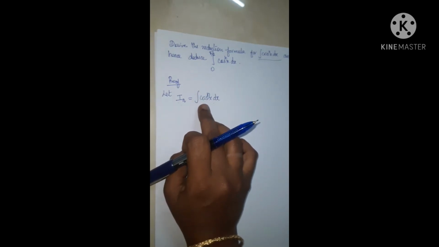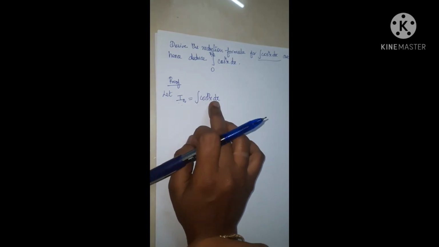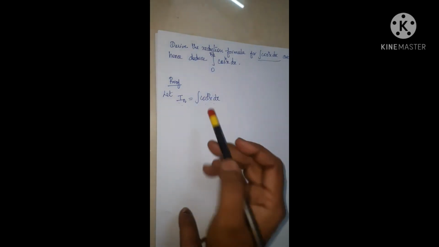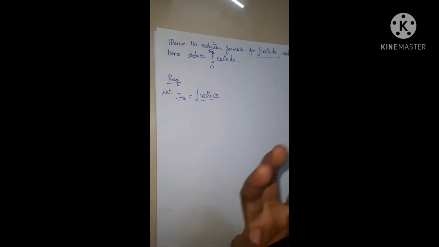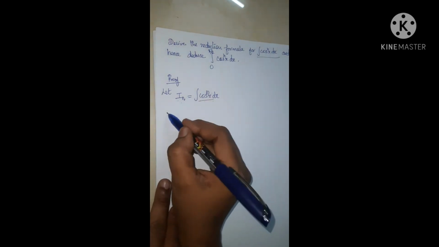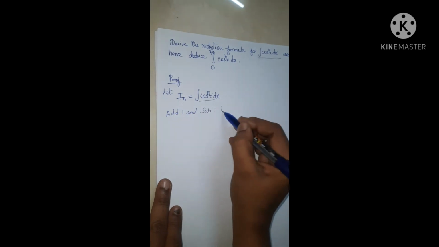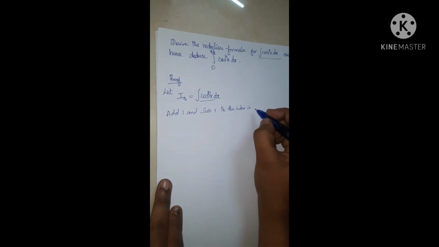To use the parts method, we have to express the function as a product. That means we must have the given integral as a product of two functions. But here we have only one function, that is cos^n only. To bring it into the product of two functions, only then can we apply the parts rule. What are we going to do now? We are going to add 1 and subtract 1 to the index n in the above integral.